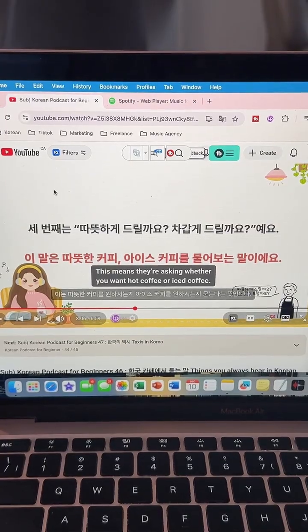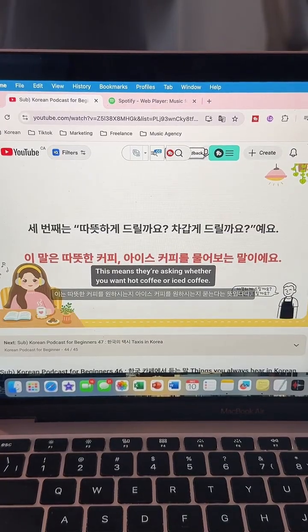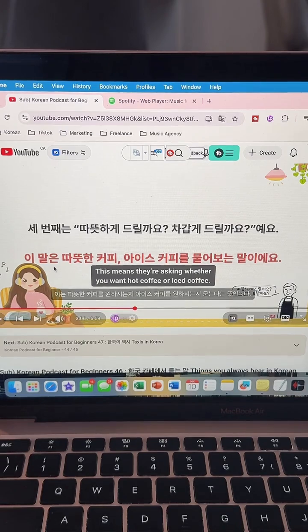I think 따뜻하다 means mild or warm. Yeah, exactly. But 따뜻하다 is mostly used with drinks or food. 덥다 is only used with weather, so you cannot use it with food. So you cannot say that your food is hot using 더워요. You need to use 따뜻하다. So very interesting, right? So let's continue with the second sentence.